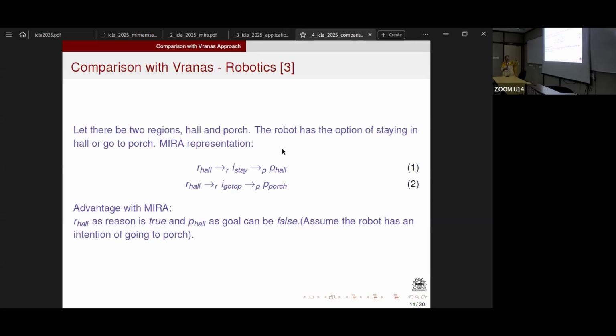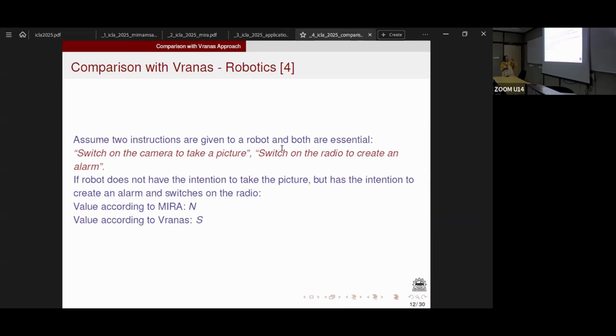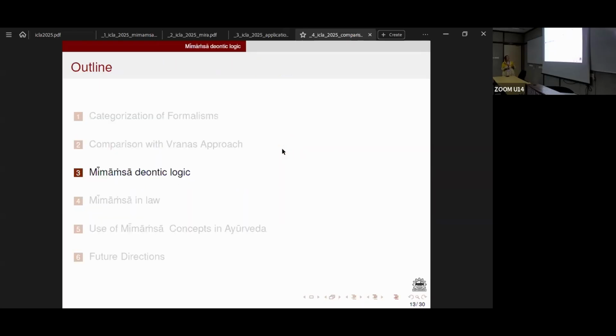So let us take the same example, two regions, hall and porch. The robot has an option of staying in the hall or going to the porch. This is the MIRA representation. Whereas in Brana's representation, we have two cases. And according to Brana's, it would evaluate to S, whereas according to MIRA, it would be N for this case. Switch on the camera to take a picture, switch on the radio to create an alarm. If we evaluate both cases, our expression would be more prudent.